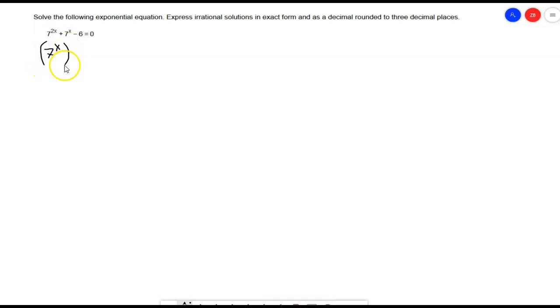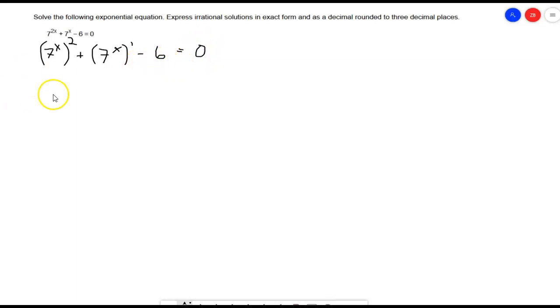So if I raise the first one, 7 to the x, then all that's left over is the 2. So I'm going to have the 2 out there. And remember, when you take an exponent to an exponent, you multiply those two exponents together. So this is, in fact, the same as this first term here, plus 7 raised to the x, raised to the first power, and then we have minus 6 here.